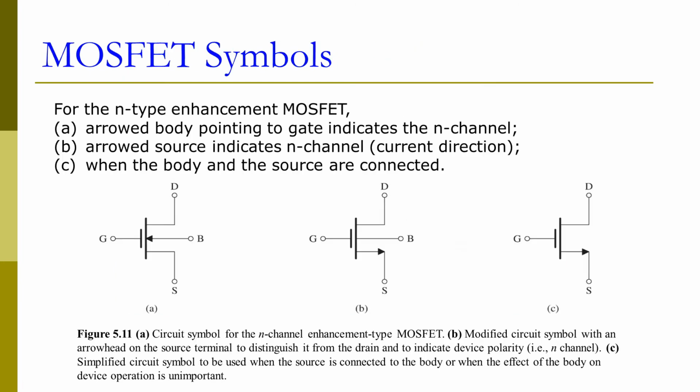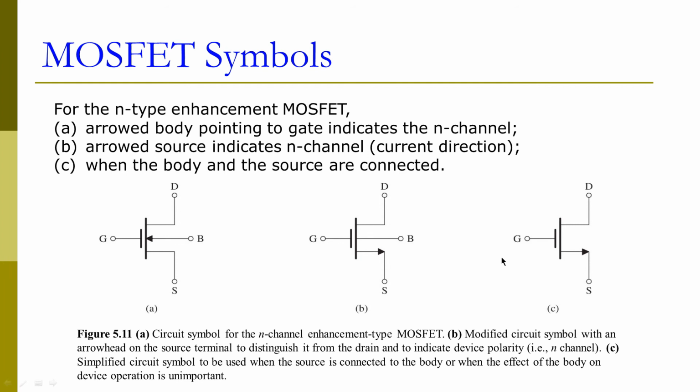Now I'm going to introduce the typical symbols we use to represent these transistors. We have three symbols that can be used. The first one has an arrow from the body to the gate, and the second one has an arrow at the source side pointing out. These two are 4-terminal devices. The third one connects the body to the source to make a 3-terminal device. All of these are used quite often.